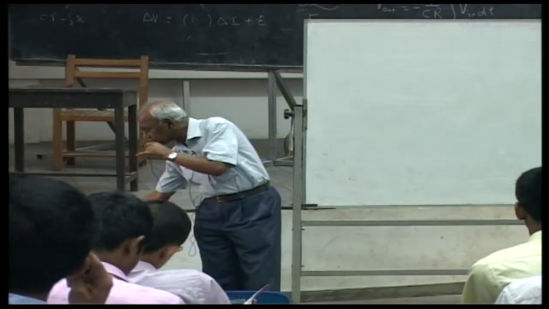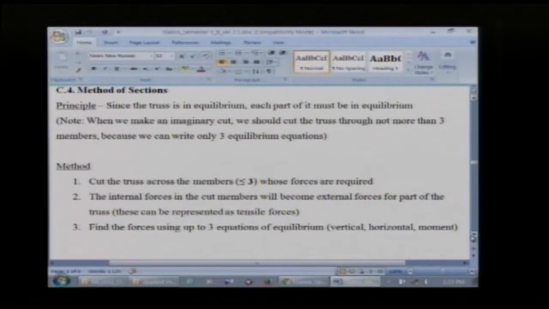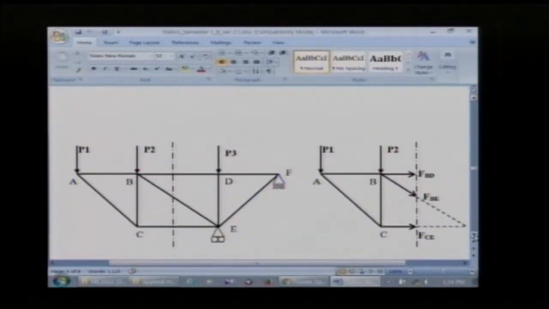So here also, the method is to cut the truss across the members, and the number of members that you cut, whose forces are required, must be less than or equal to 3. The internal forces in the cut members will become external forces for part of the truss. These can be represented as tensile forces. Normally, we represent everything as tensile forces. Find the forces using up to 3 equations of equilibrium, that is vertical, horizontal and moment equilibrium. So it's like this. This is a truss.